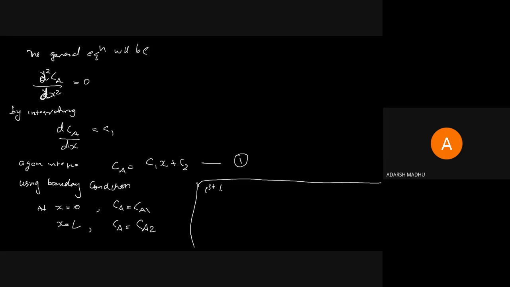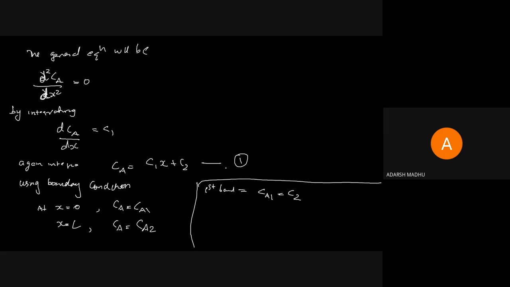Applying the first boundary condition, at x equal to 0, CA equal to CA1. Since x is 0, the C1x term will be 0, and we get CA1 equal to C2. Is it clear? Yes, sir. Okay.